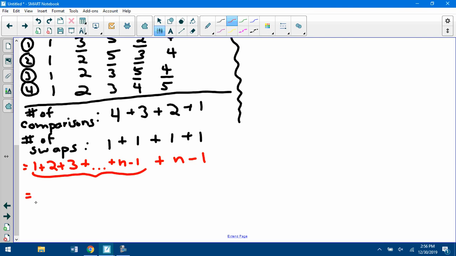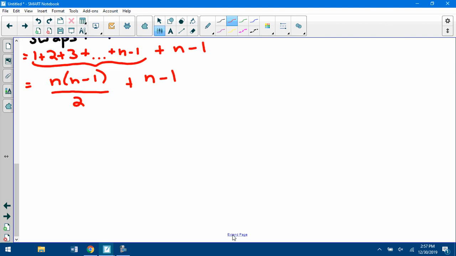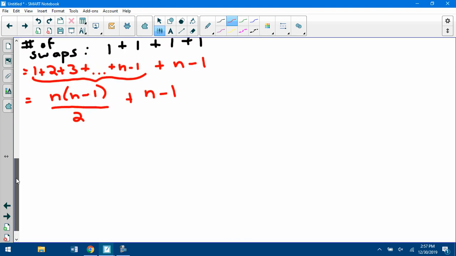Using that formula, I would get that this first section here is equal to n times n minus 1, all divided by 2. Now that is true whether you believe it or not. It comes from the arithmetic series formula from Algebra 2. Plus another n minus 1. That's this guy over here. Okay. Well, what's this really? This is n squared minus n all over 2, plus n minus 1.